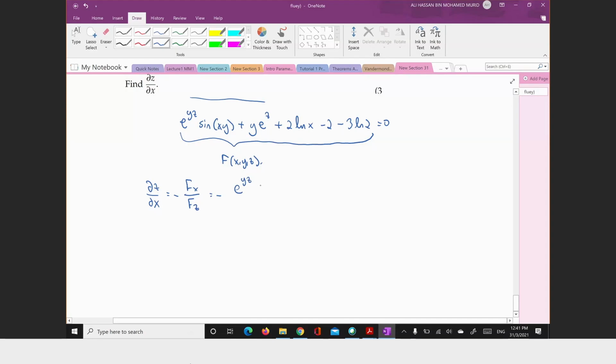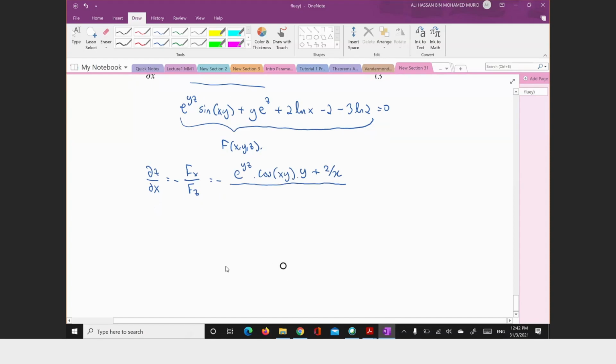Sine, we differentiate sine, we get cosine. So the outer function is cosine. And then we differentiate xy with respect to x, we get y. Okay, y times e to the z. There is no x there, so it's 0. 2 ln x. Differentiate ln x, we get 2 over x. The remaining are just constant. So that's all there is for f partial x.